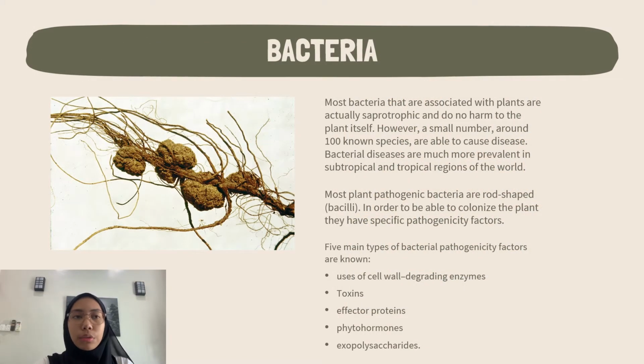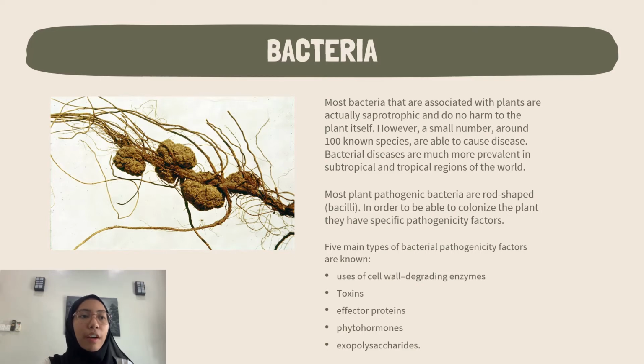So we move on to the third plant pathogen, which is bacteria. Most bacteria that are associated with plants are actually saprotrophic and do no harm to the plant itself. However, a small number, around 100 known species, are able to cause disease. Bacterial diseases are much more prevalent in subtropical and tropical regions of the world. Most plant pathogenic bacteria are rod-shaped bacilli. In order to colonize the plant, they have specific pathogenicity factors.